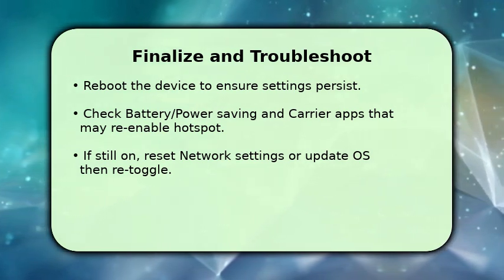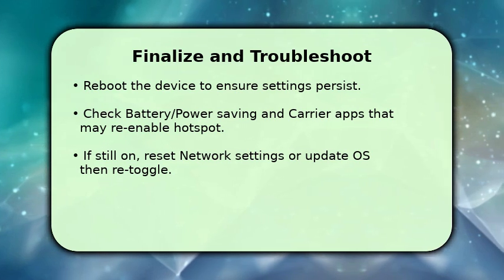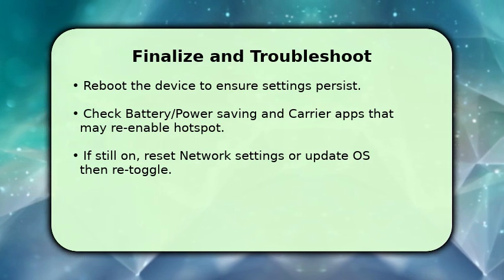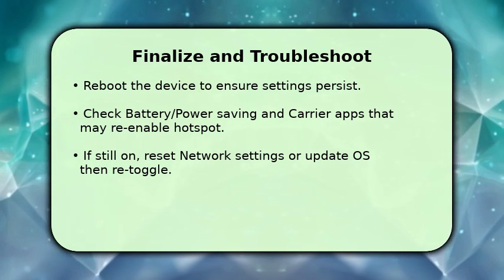If the hotspot still turns on, reset network settings or install any pending OS updates, then toggle the auto option off again. One troubleshooting tip: if a carrier app is forcing tethering, disable or update that app before recheck.